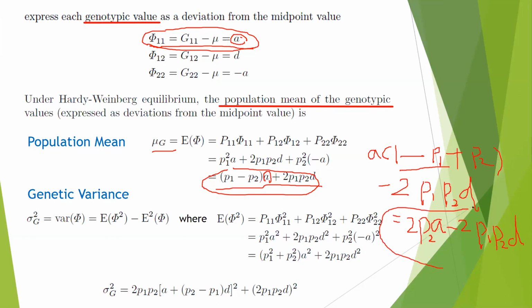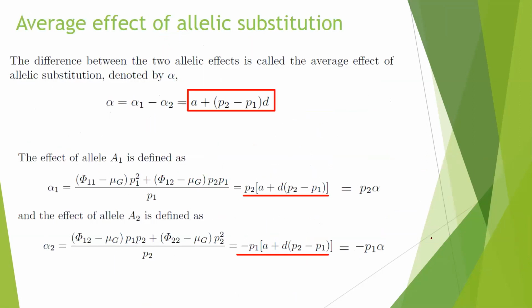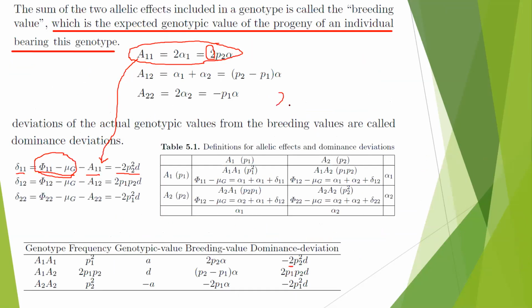So this is the first term. Yeah. Okay, now remember this. I cannot remember this, but help me. So 2P2 times A minus 2P1 P2 D. So let's go back here. So 2P2 A minus what? 2P1 P2 D, right? That's this part. Yeah. Okay, now we minus this.